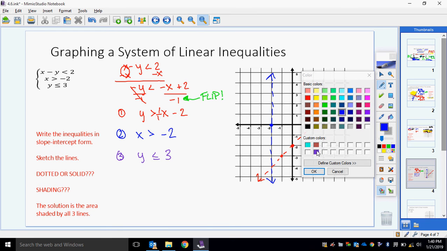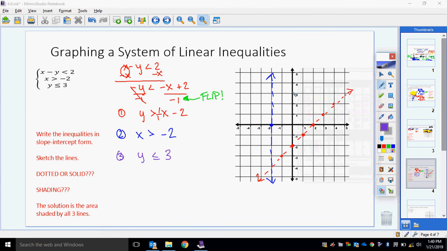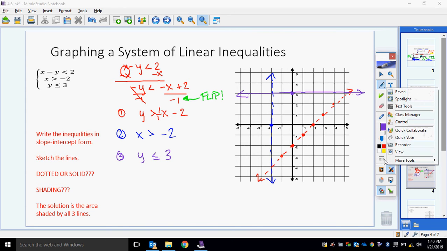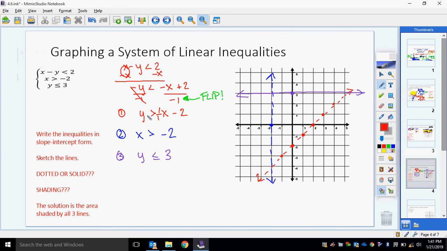And the purple is going to be a horizontal line. It crosses the y-axis at 3. And this one is a solid line because it's an or equal to. So now I need to consider shading. Well, let's go back to the red line. Y is greater than x minus 2. So which side of the red line, this way or this way, are the y's greater than? So I'm going to be shading above my red line somewhere.